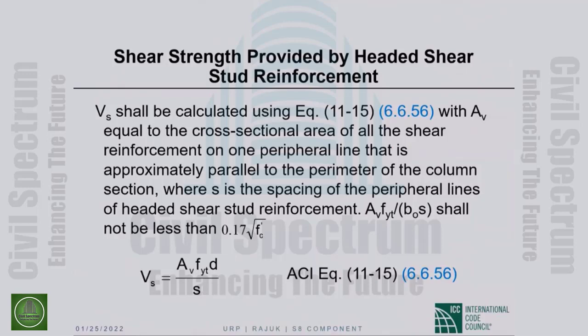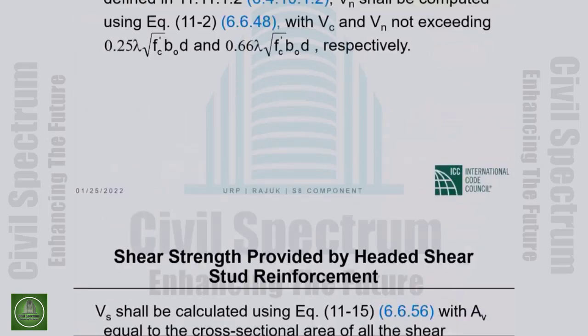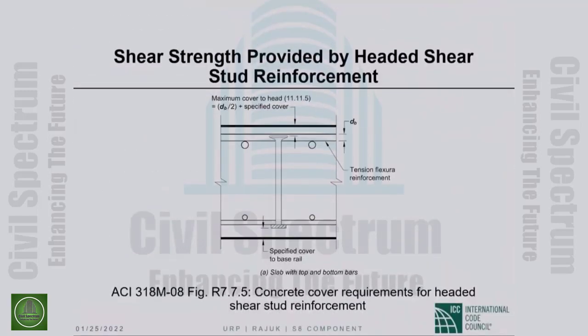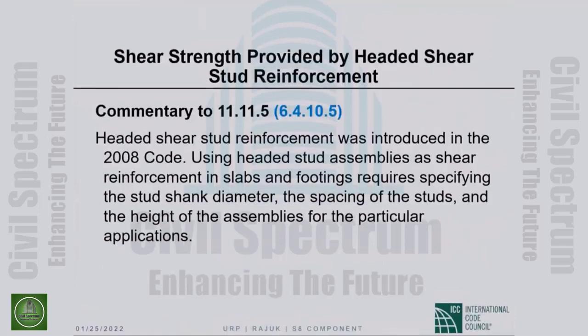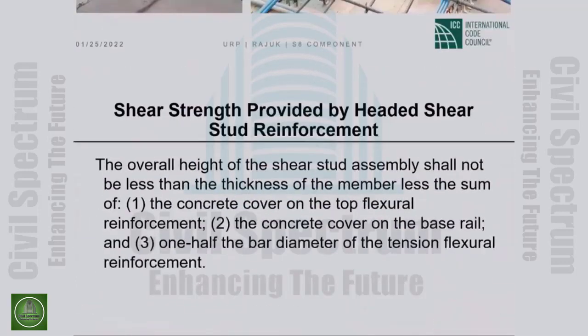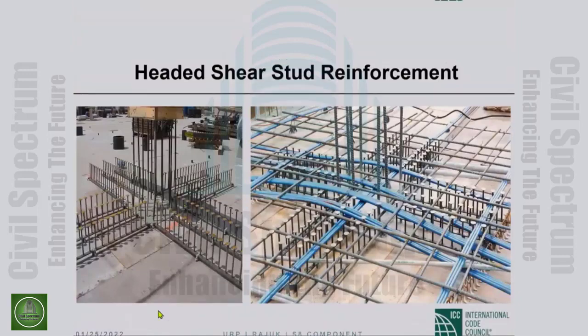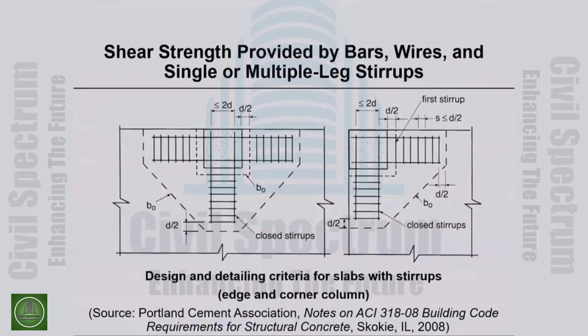Okay, V_s shall be calculated using this equation below, with A_v equal to the same thing as for the legs of the stirrups. A_v is the cross-sectional area of all the shear reinforcement in one peripheral line that is approximately parallel to the perimeter of the column section, where s is the spacing, etc. Okay, so the A_v, the best will be the picture maybe.